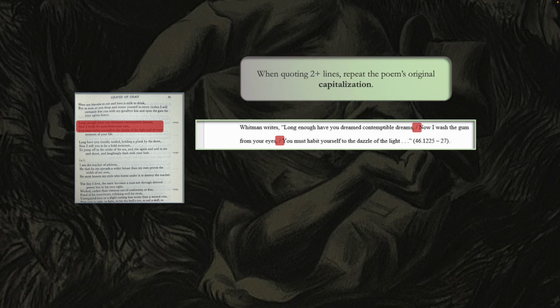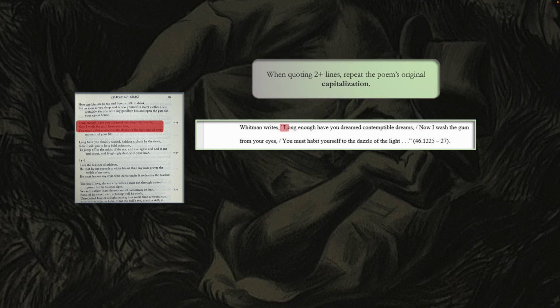You'll also notice that I keep Whitman's capitalization. So he capitalizes the first word of each line. He does this throughout all of his poems. And because you're quoting 2 or more lines of poetry, you want to maintain that capitalization.